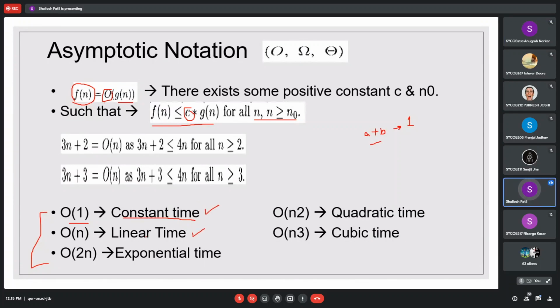Linear time, so linear search. It is always linear time. It is going to increase in a linear way with n. So if n is 10, your complexity will be 10. If n is 100, your complexity will be 100, and so on. So this is linear time.